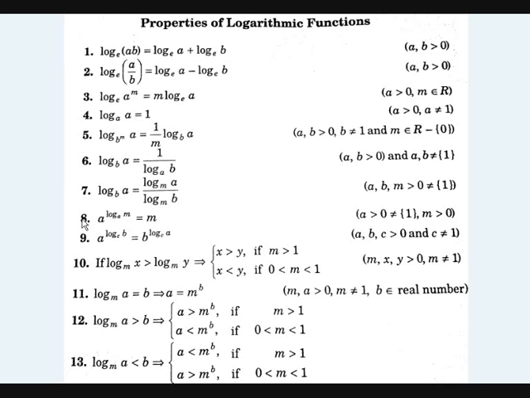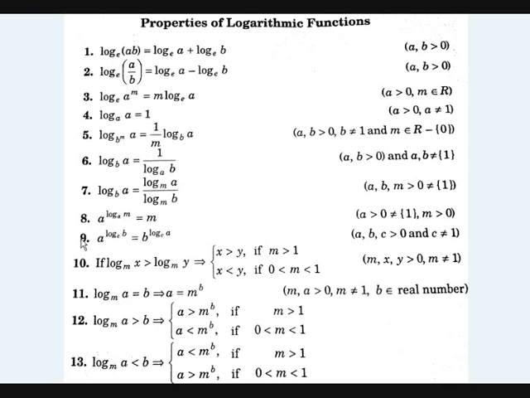Okay, now the eighth property. The eighth property is that if there is a logarithm in the power and the base of the whole exponent and the base of the logarithm are equal, means A power log M base A is equal to M. Now here always A should be greater than 0, A, M should be greater than 0 and the base should not be equal to 1. So A not equal to 1.